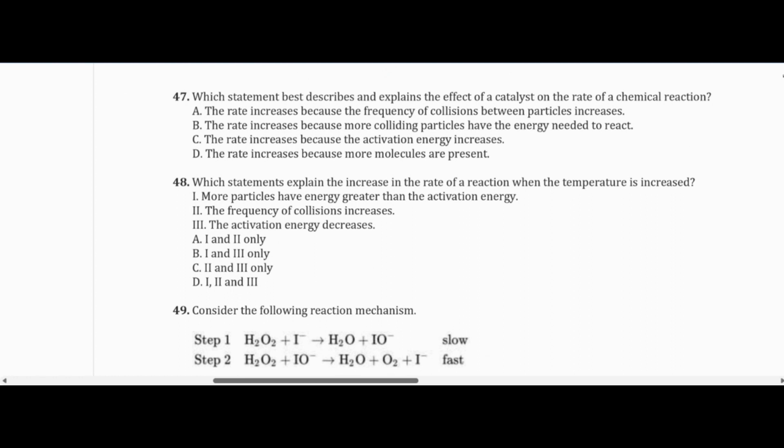47. Which statement best describes and explains the effect of a catalyst on the rate of a chemical reaction? The rate increases because the frequency of collisions between particles increases. No. The rate increases because more colliding particles have the energy needed to react. Yes. They have equal or greater energy than the activation energy.